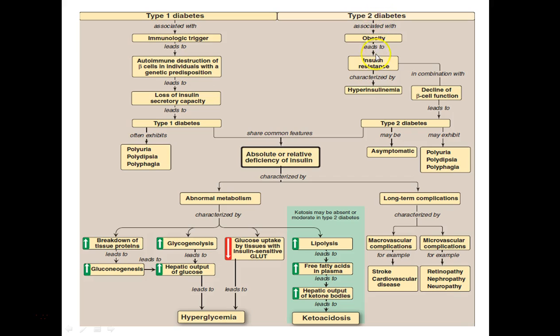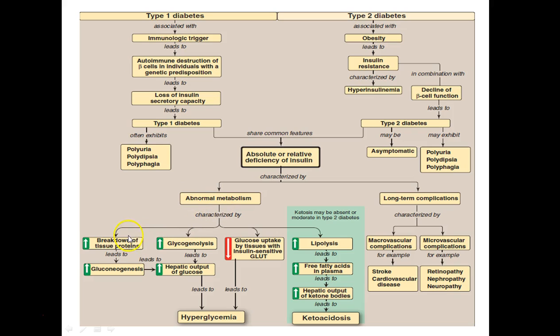And here obesity leads to insulin resistance and it is characterized by hyperinsulinemia, and then gradually there will be decline in the beta cell function, and that will lead to type 2 diabetes, which sometimes may be asymptomatic or they will exhibit polyuria, polydipsia, and polyphagia. So both absolute or relative deficiency of insulin is characterized by abnormal metabolism. So this is that abnormal metabolism. So here there are some long-term complications.